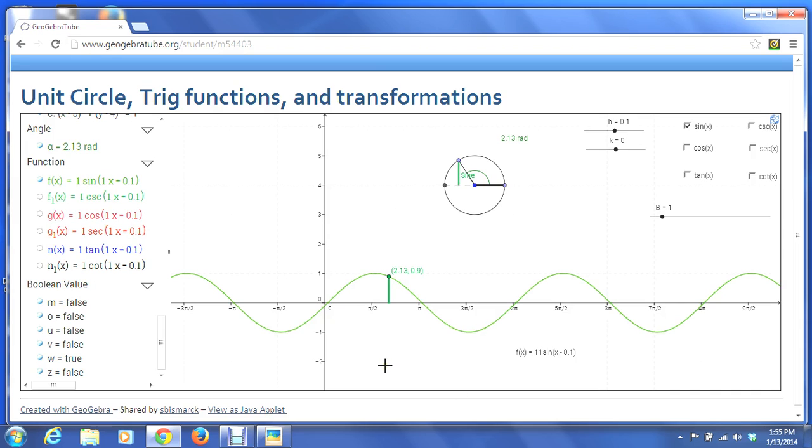I can shift this function in a number of ways. One way I can shift it is I can stretch out the amplitude. So that's making the function taller and shorter. Let's see how that looks algebraically, and also how I can manipulate this graph to do that.